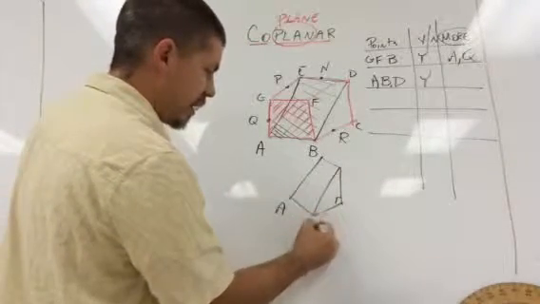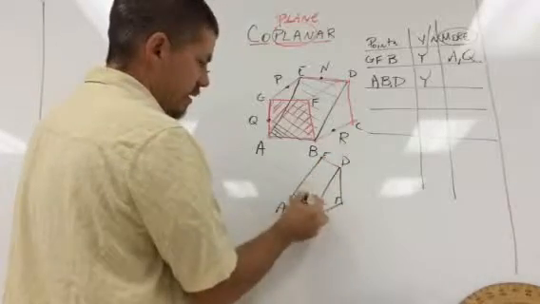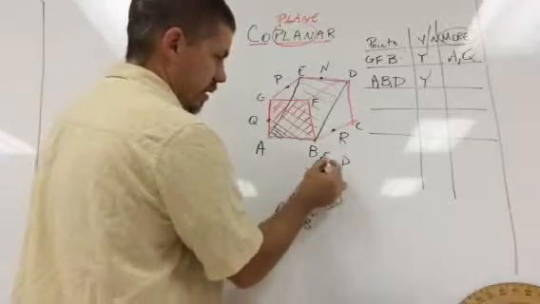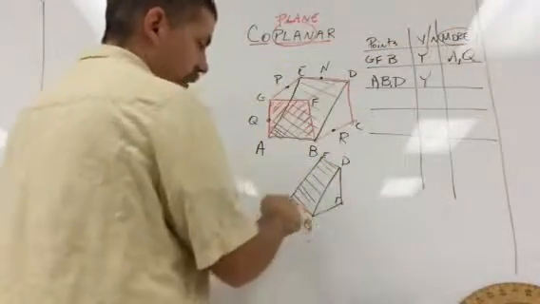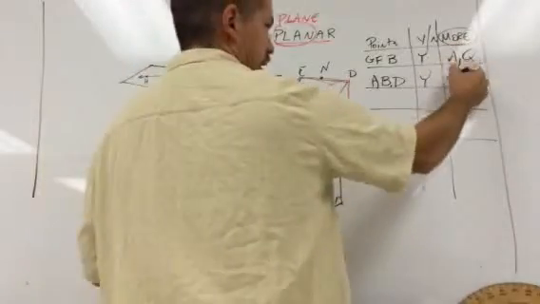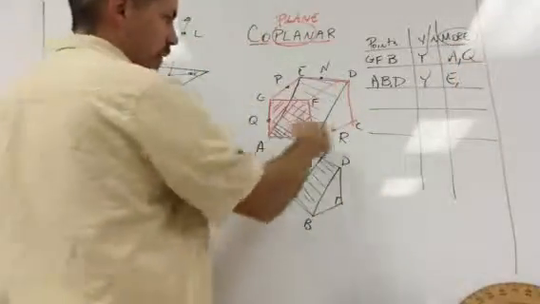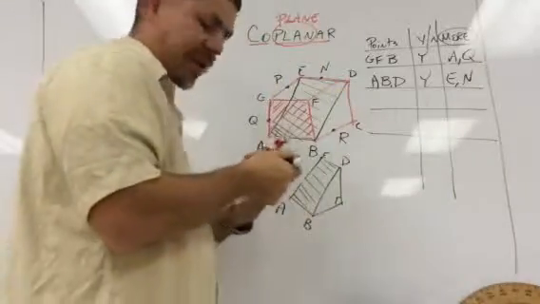So I got an A, a B, a D, and an E, and that is how I sliced that right there. So is it true that I could cut a line through A, B, and D? Yes. What are some other points that are on that? Well, E would be on that, definitely, but it also looks like N would be on there. And that's how coplanar works.